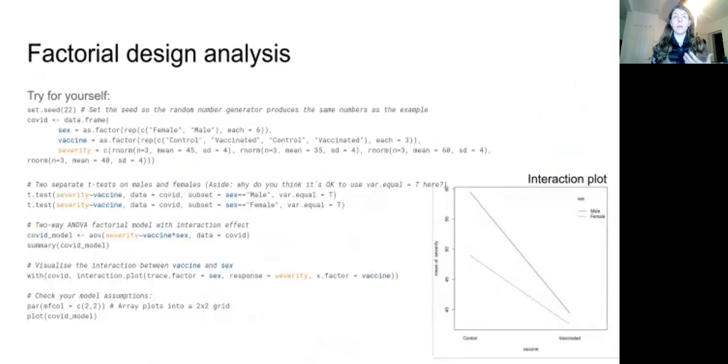On this slide, I'm providing you an example of some R code so that you can try these statistical tests for yourself. And I also show you how to quickly generate an interaction plot as indicated on the bottom of the screen, which can quickly show you how these two main effects of sex and vaccination interact.